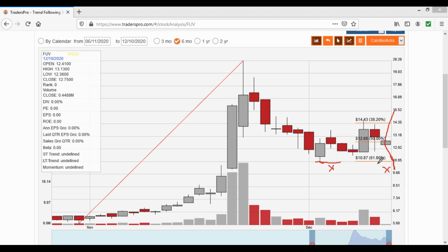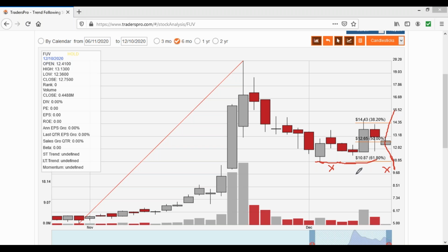I'm just showing you one way that you could use this. That's one way I could use that. I could use this zone as, you know, that's where I'd want to get out, because that's where the chances of this thing going higher start to diminish.